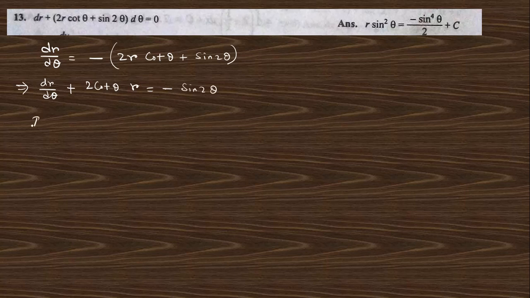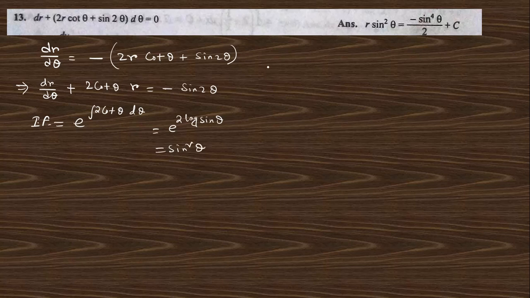So the integrating factor will be exponential of the integral of 2 cot theta d theta, right? And integration of cot theta is log of sine theta. So this becomes sine square theta.